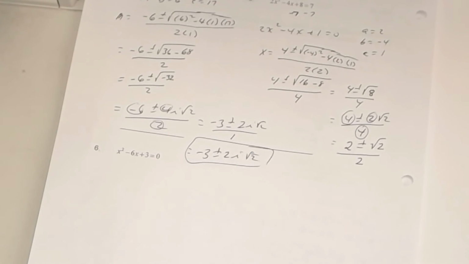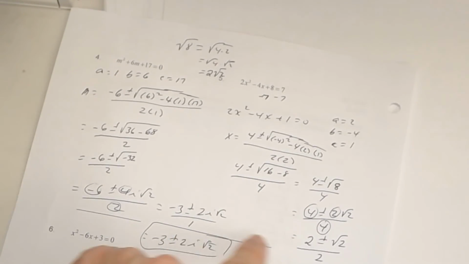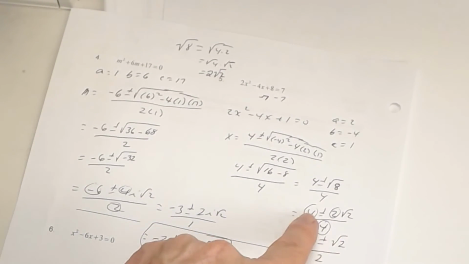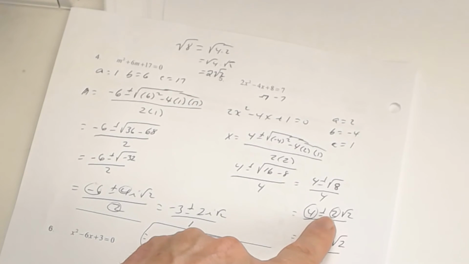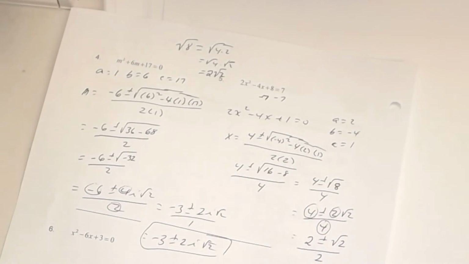What's your question? Where did that 2 go? What number is that? Number 5. When you simplified it, where did that 2 in front of the square root of 2 go? It's a 1. It's over 1. We divided everything by 2. 2 divided by 2 is 1. 1 times the square root of 2 is the square root of 2. I'm not sure where you got the 4 from.